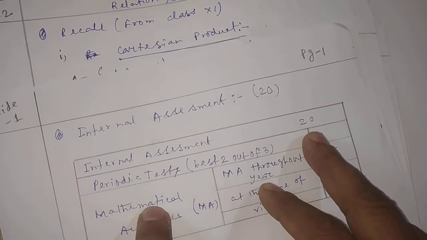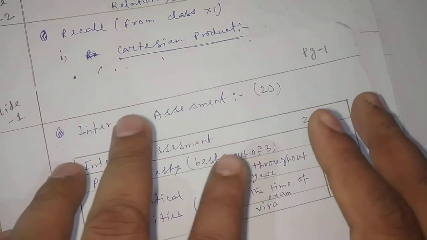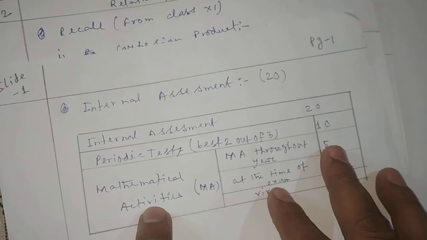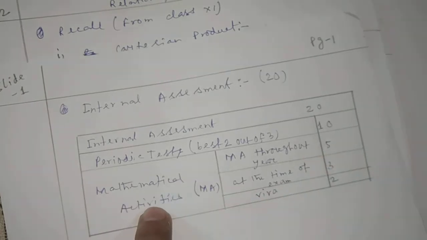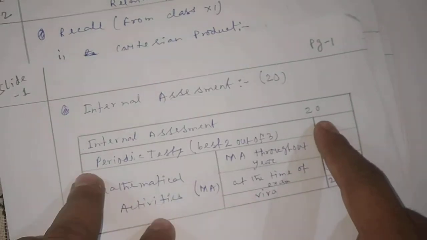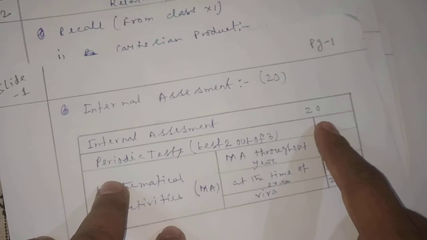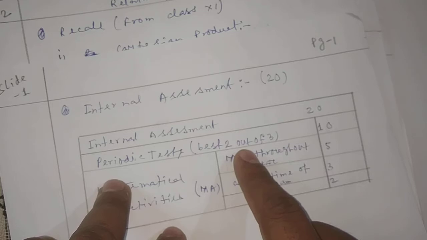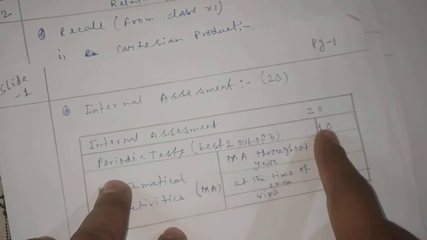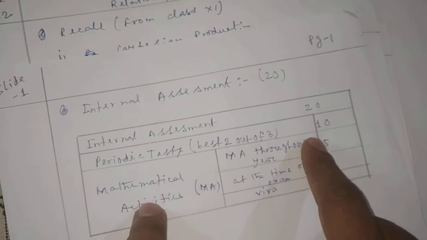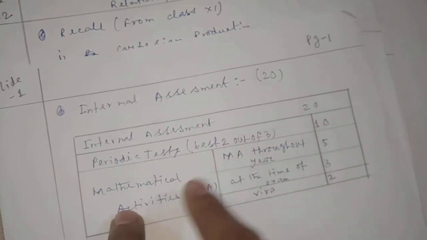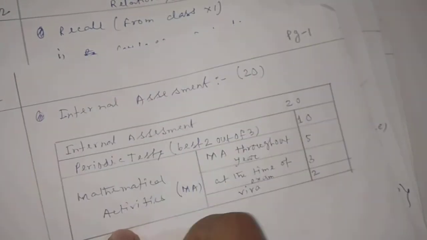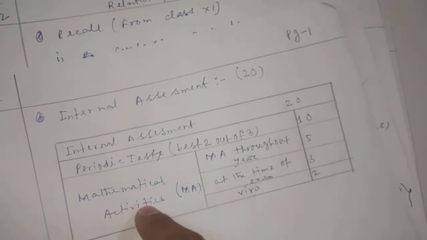Now I am going to show you how it is divided, how it is classified. Among the 20 marks, 10 marks are kept for the periodic test. In fact, we shall be taking 3 periodic tests, out of which we shall consider the best 2. For the best 2, 10 marks will be kept, and the remaining 10 marks will be kept for mathematical activities.